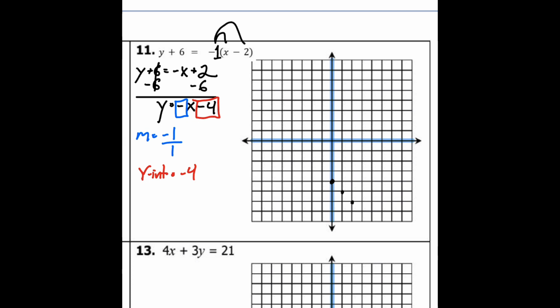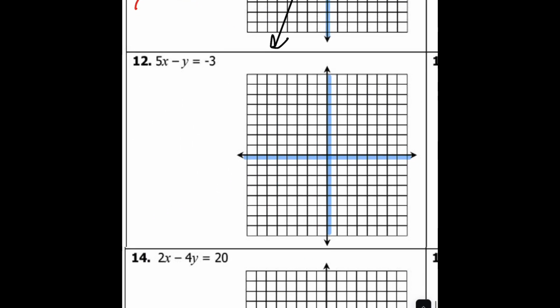I'll do the same in the opposite direction. I can go up 1 and 1 to the left, up 1 and 1 to the left. My slope is negative, so I want it to be going downhill when I look at it from left to right. Off the graph on the bottom, off the graph on the side, add my arrows. And that line is graphed.